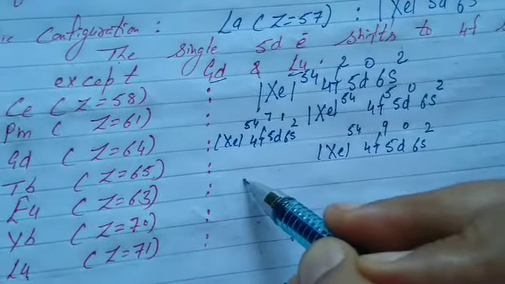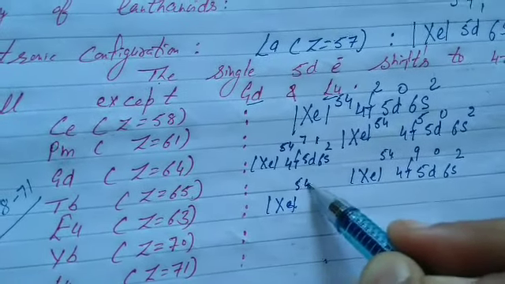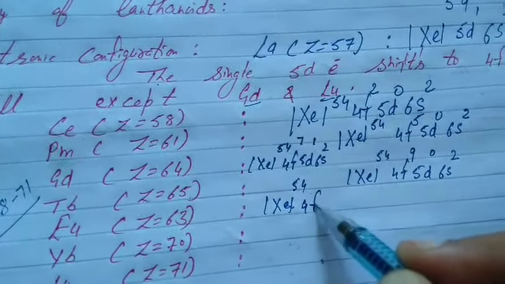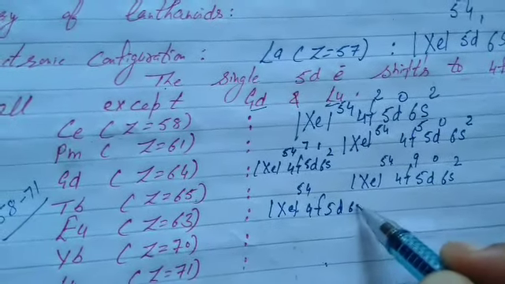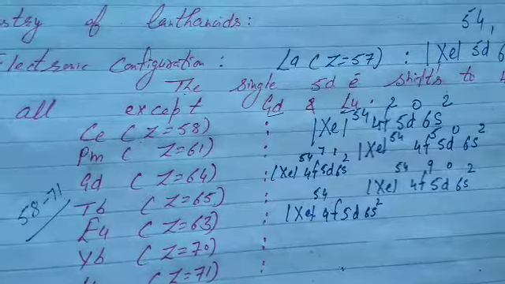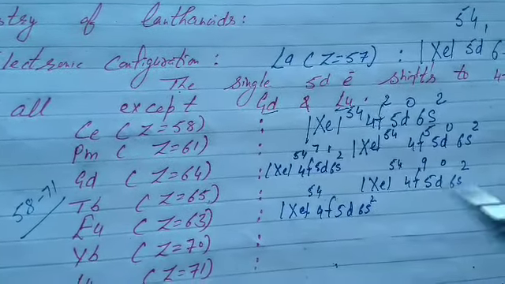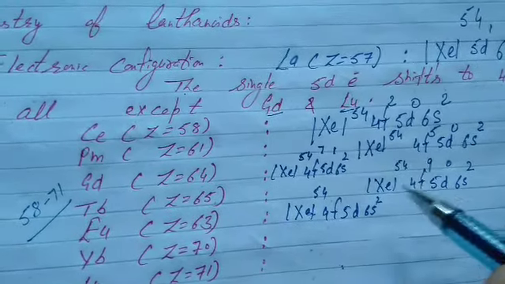Europium. Xenon. What will we write? I tell you 4f 5d 6s. Now fill up 6s2, 56. We have to approach up to 63. It means I will write 7.